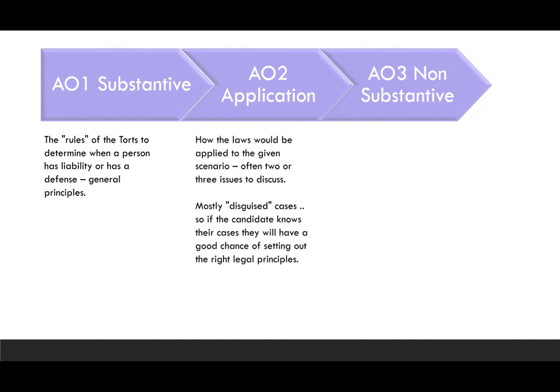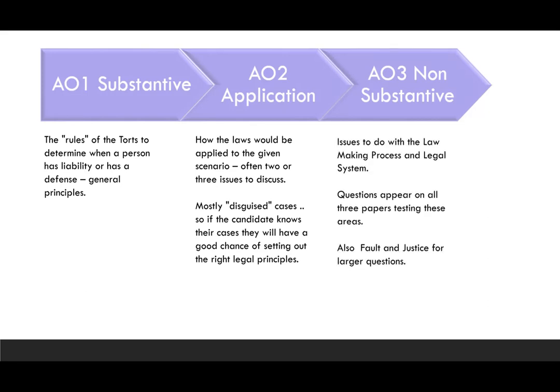AO2 is looking at how the laws would be applied to a given scenario, and often there'll be 2 or 3 different issues to discuss in the scenario, and mostly they're disguised cases. So if your son or daughter knows their cases well, they'll have a good chance of setting out the right legal principles because they'll recognise the case. And the third area is the non-substantive law. This covers issues to do with the lawmaking process and the legal system. Questions on the lawmaking and legal system appear across all 3 papers, and there are also slightly longer questions on issues like fault, justice and morality.